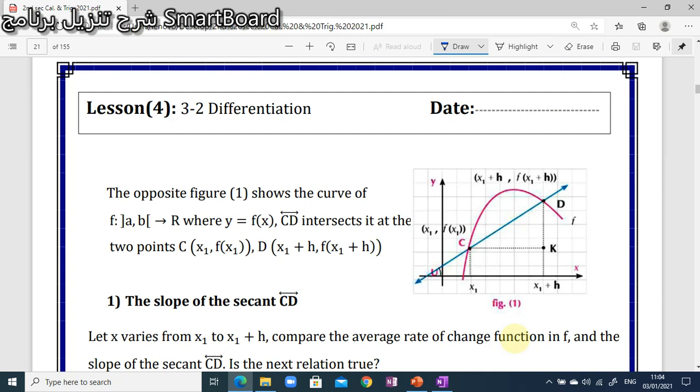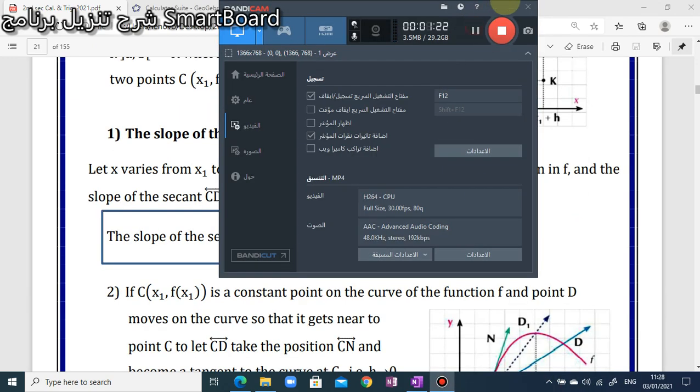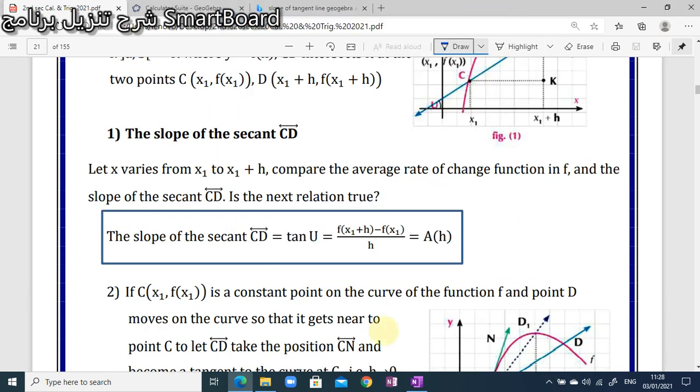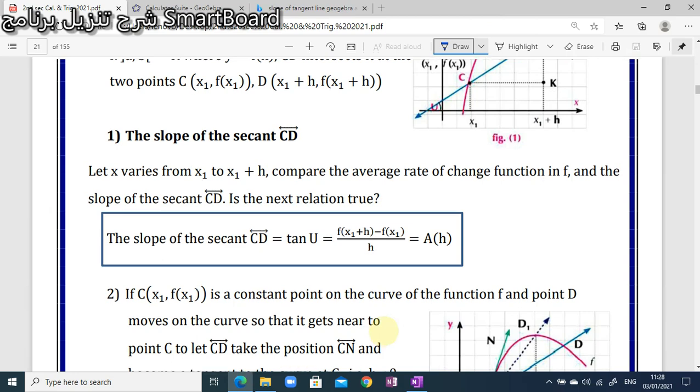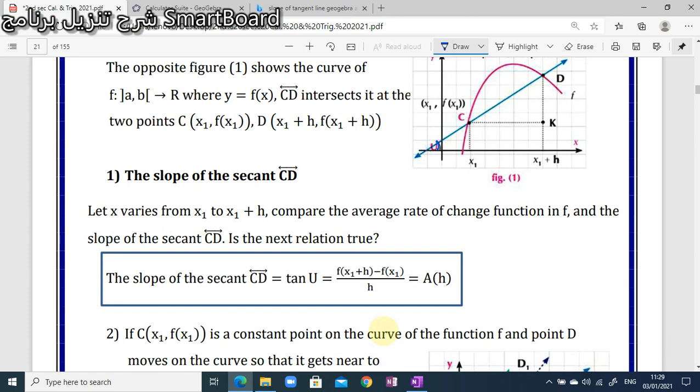So if you take the limit as h approaches 0, the slope of the secant, the straight line CD, is tan of the angle u, the angle with the positive direction of the x-axis, which equals f of x1 plus h minus f of x1 over h, and this is called the average rate of change function.